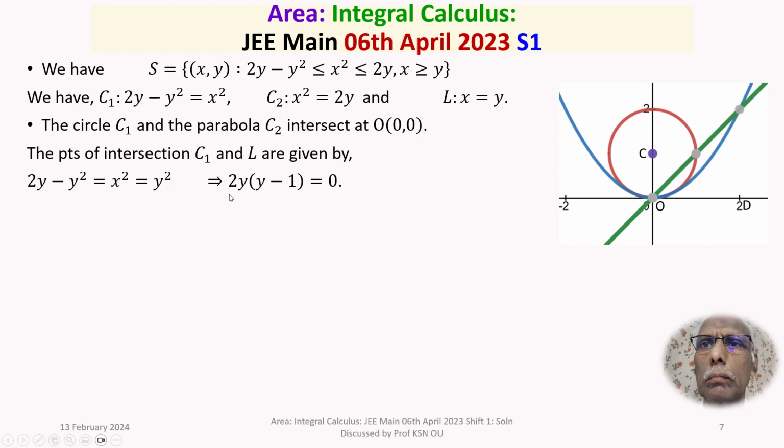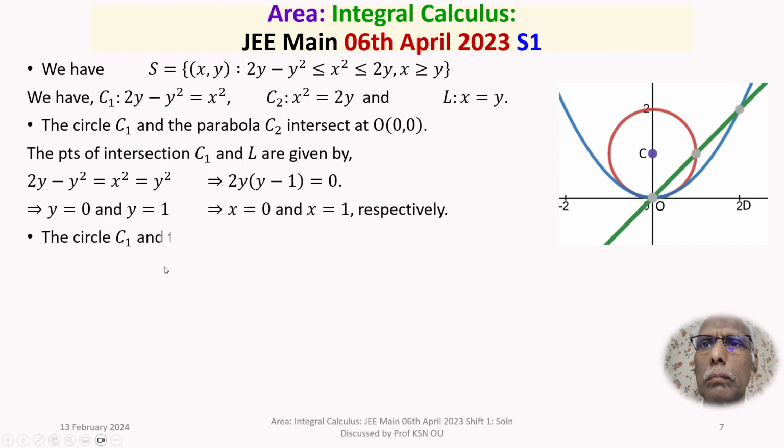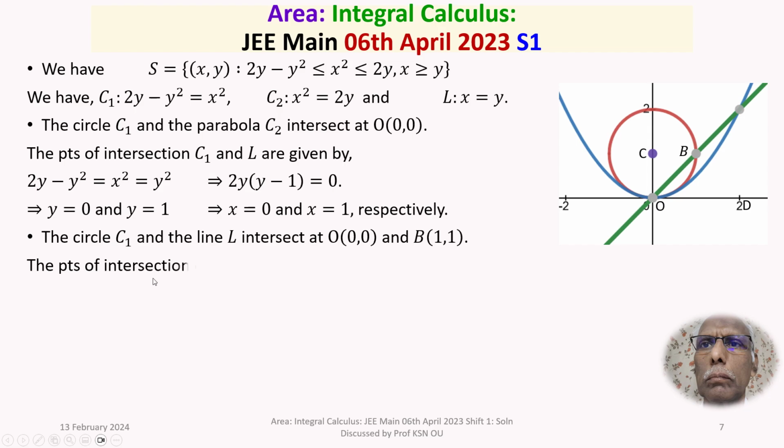So solving, you'll get y into y minus 1 is equal to 0. That is y is equal to 0 and y is equal to 1. When y is 0, x is 0. When y is 1, x is 1, because it is on x is equal to y. So the points of intersection are 0, 0 and 1, 1. So the circle C1 and the line L intersect at 0, 0 and at a point B with coordinates 1, 1. This is the point B. Agreed.